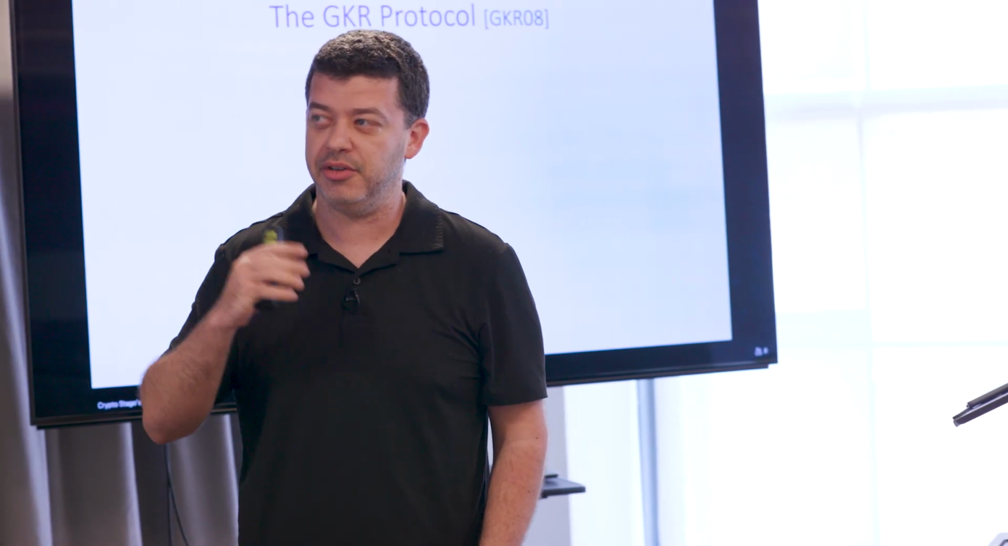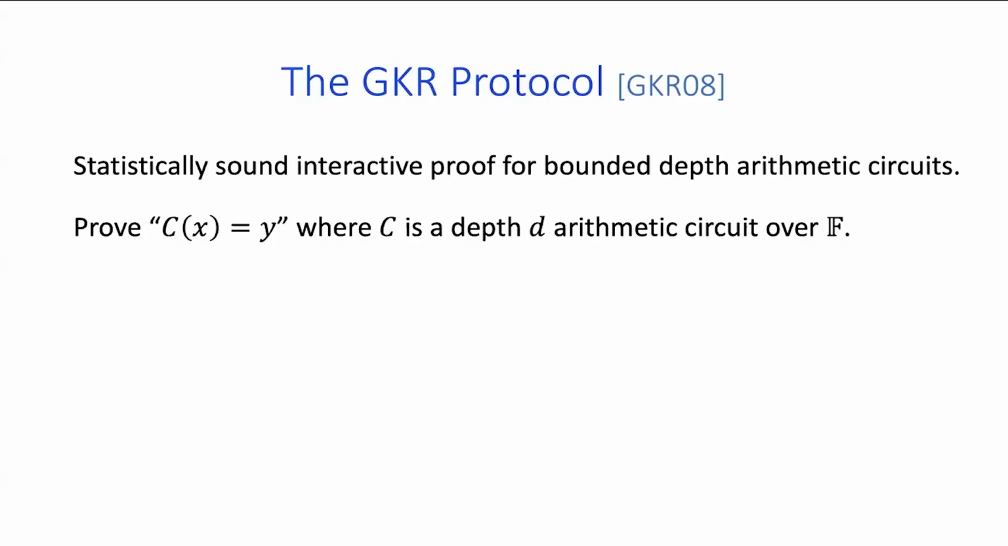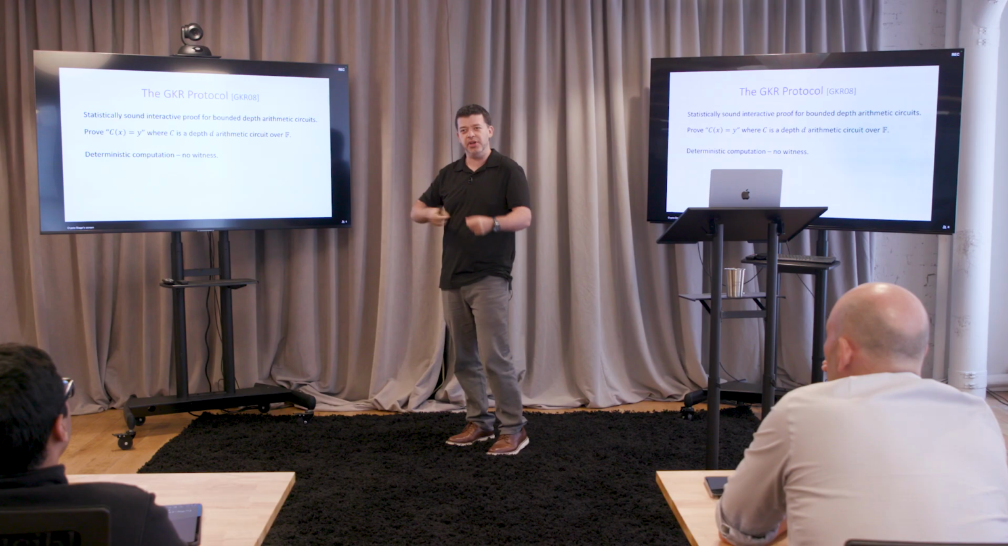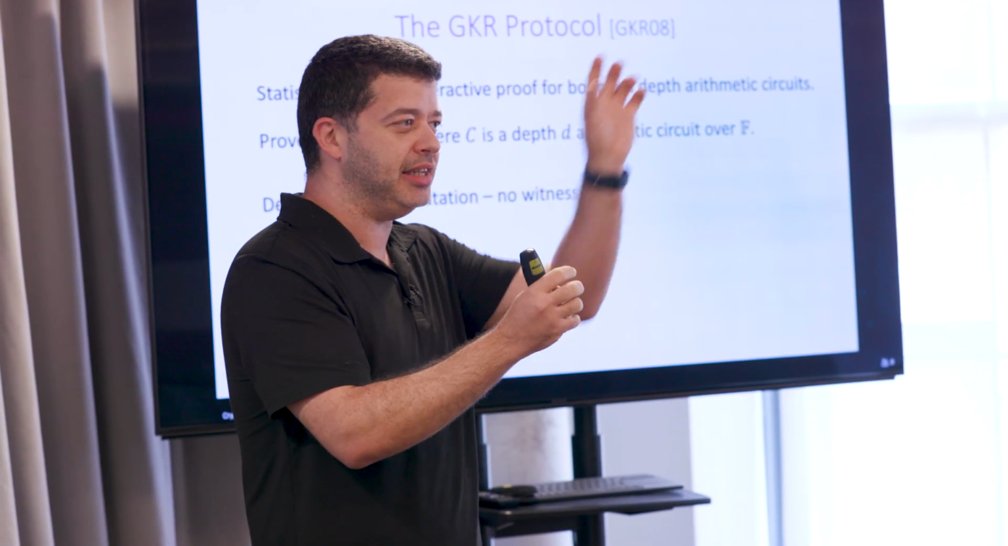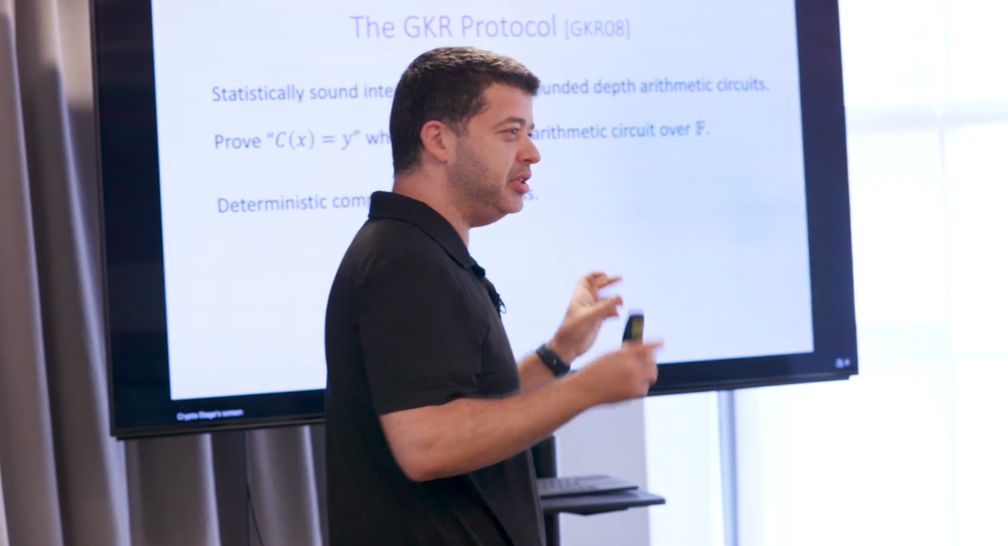The second component is the GKR protocol by Guy and Shafi, or I should say Shafi and Yael and Guy, from almost 20 years ago. So the GKR protocol is a statistically sound interactive protocol for proving correctness of a bounded depth arithmetic computation. So think of, I want to prove that C of x is equal to y, where C is some bounded depth arithmetic circuit over the field. Something worth emphasizing, because we'll change it in a bit, is that this really deals with a deterministic computation. In contrast to what we were saying before, where we want to prove that there exists a witness, here it's fully deterministic. There's a fixed circuit C. There's an input x that prover and verifier know. And we're proving correctness, C of x is equal to y.